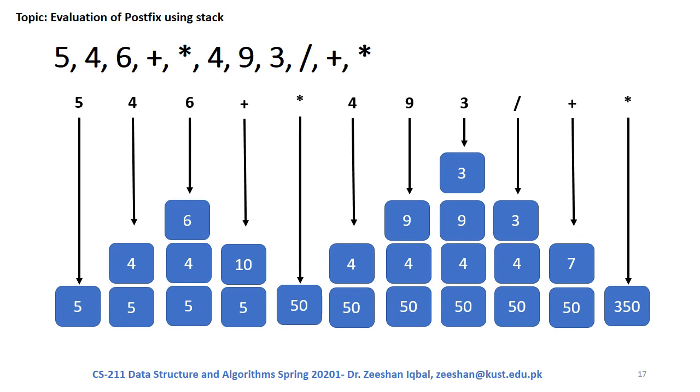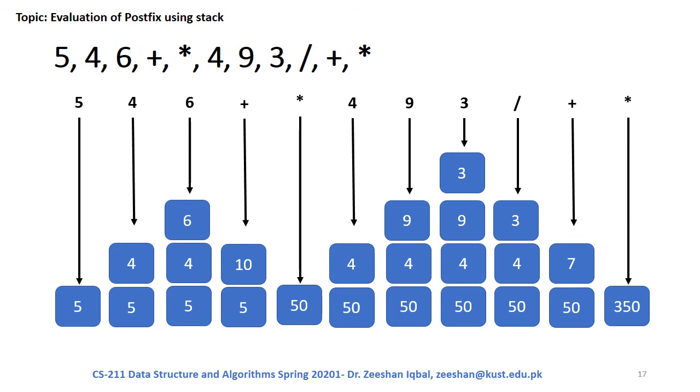Next symbol is plus. With the arrival of the plus symbol, the top two operands will be popped and their result, 4 plus 6, is pushed onto the stack again, which is 10. Next symbol is asterisk, so 5 multiplied by 10 becomes 50, so 50 will be pushed to the stack.